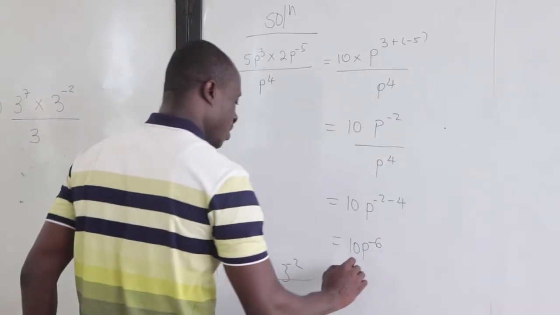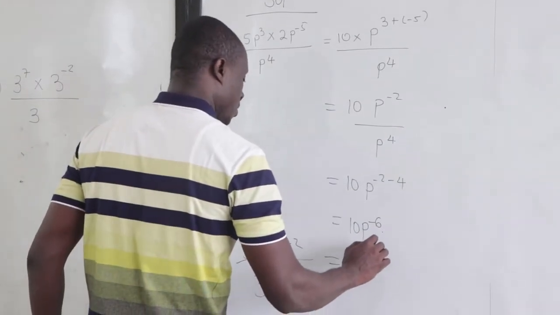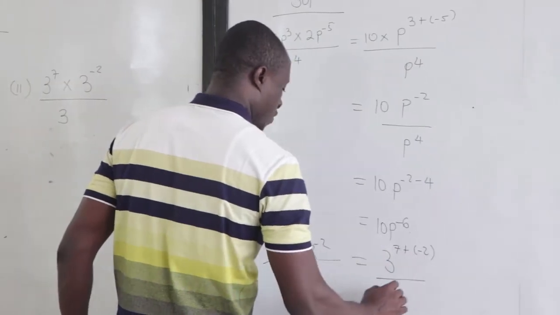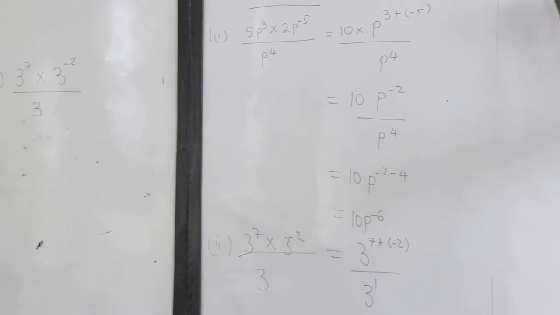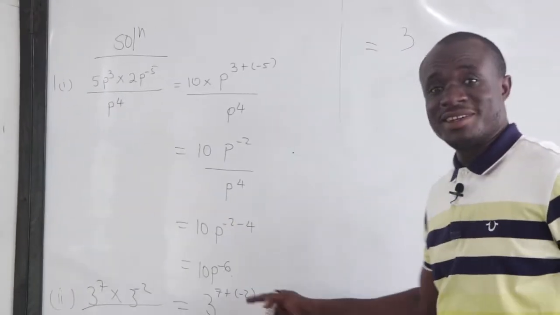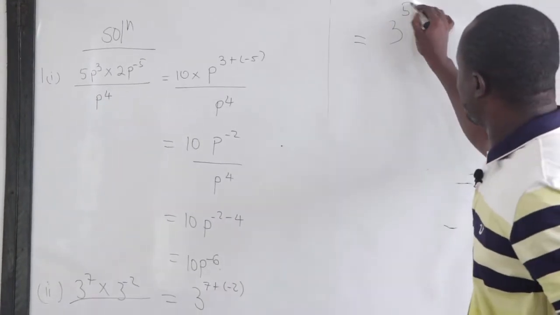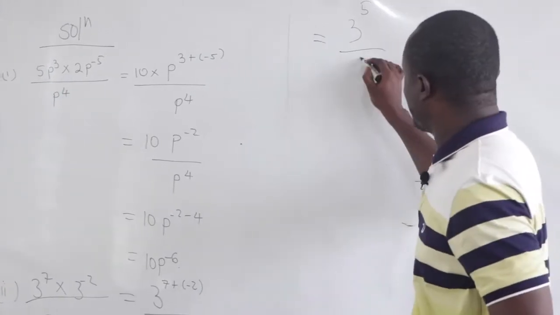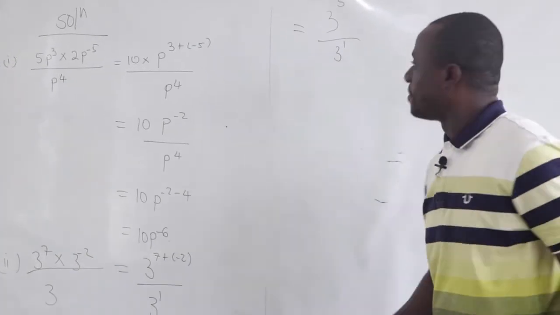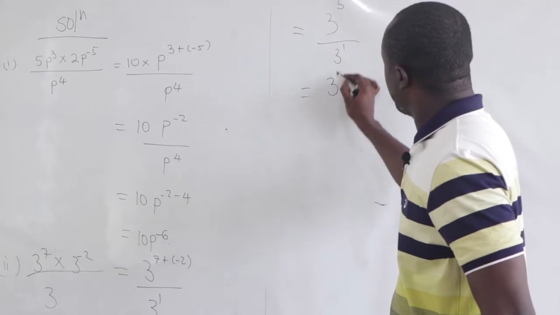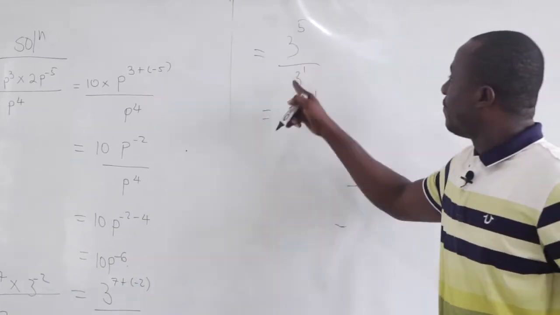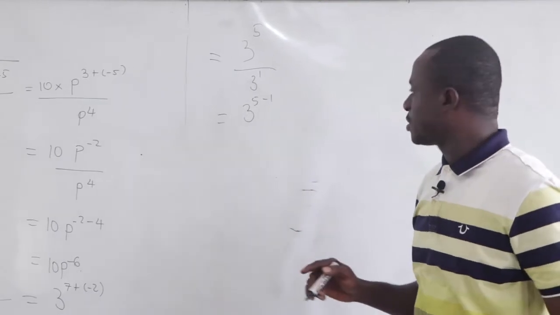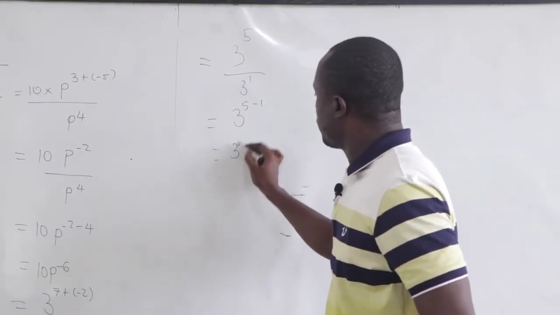So clearly here we have 3 to the power 7 plus negative 2, all over 3 to the power 1. Now we have 3 to the power 7 minus 2, that is 5, and then we have 3 to the power 1. Now this will be 3 to the power 5 minus 1. Why 5 minus 1? In that we are dividing, the bases are the same, so you subtract the exponent. So we have 3 to the power 4.